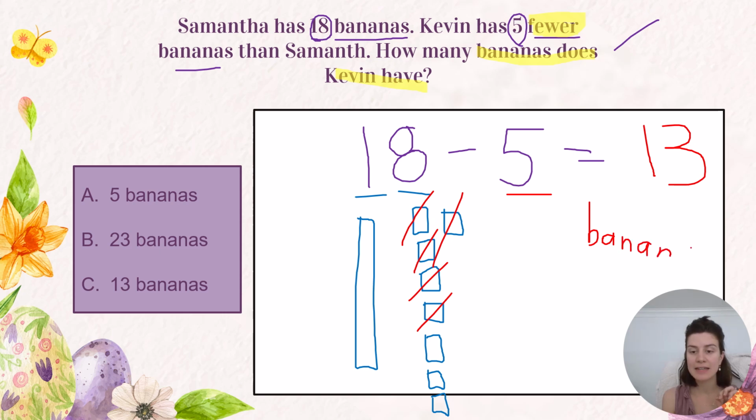Feel free to pause at any time you need to catch up, friends. My correct answer would be not A. My correct answer would be C, 13 bananas.